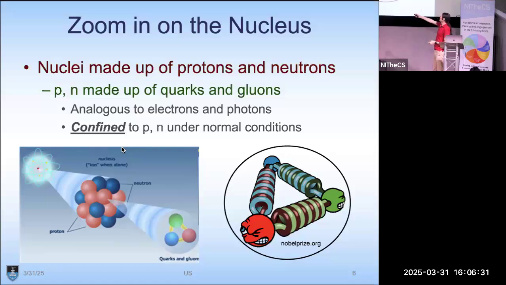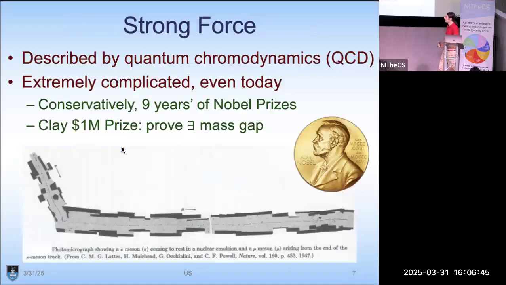And the quarks and gluons are analogous to electrons and photons that we're used to from the electromagnetic force. And under normal conditions, the quarks and gluons are confined inside the protons and neutrons. And the strong force is described by what's known as quantum chromodynamics. It's a very complicated theory, and it's under active research even today. We don't fully understand the theory of the strong nuclear force.